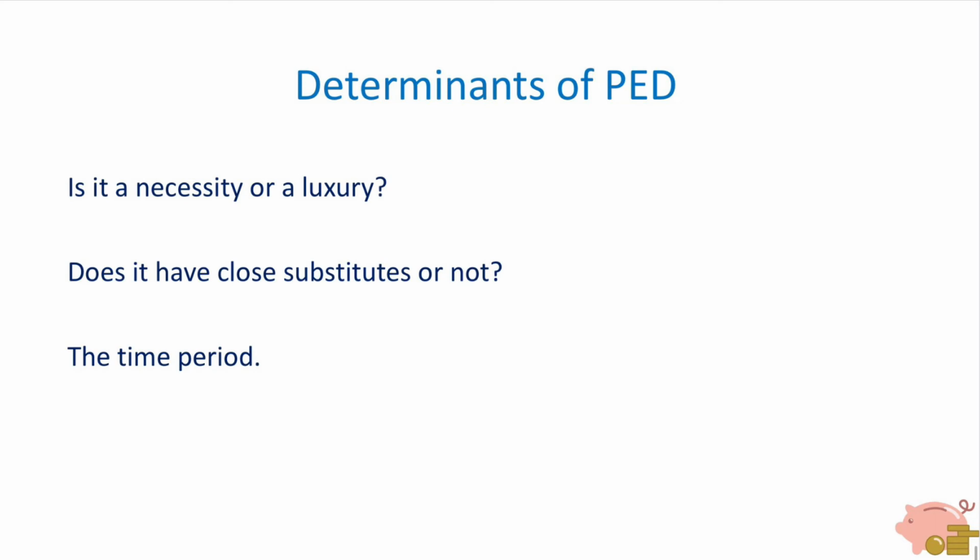If there are no close substitutes, we're going to have to buy this thing even if the price rises. If there are lots of substitutes, we would switch to something else. So no close substitutes, inelastic, lots of substitutes, elastic. The time period is also important. We tend not to be able to change our purchasing behaviour in the short term, but we can change in the longer term. So elasticity tends to be relatively low in the short term and relatively high in the longer term.